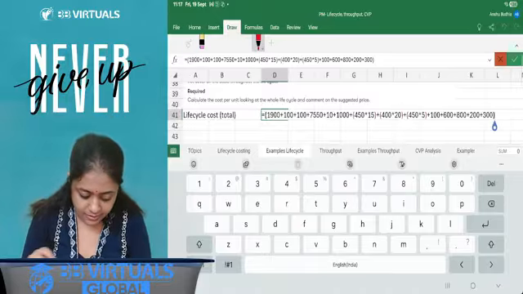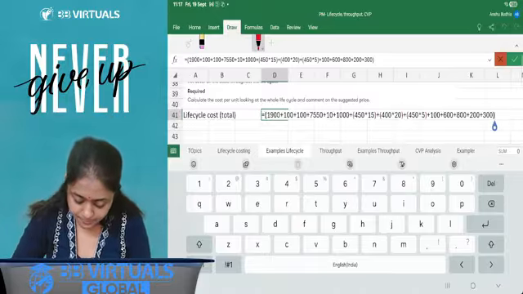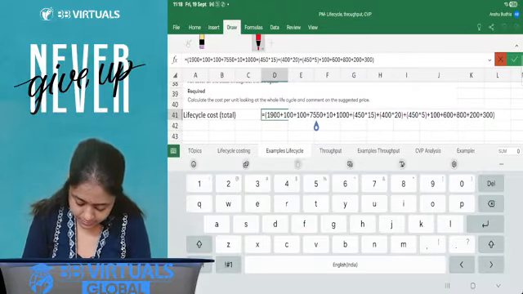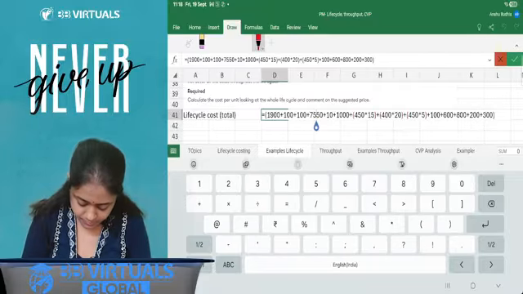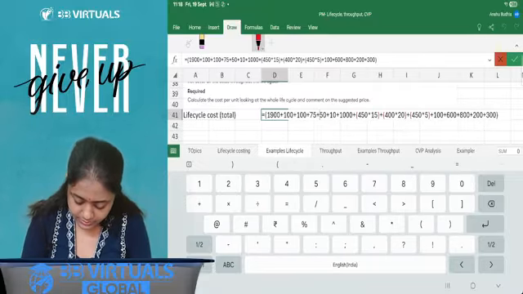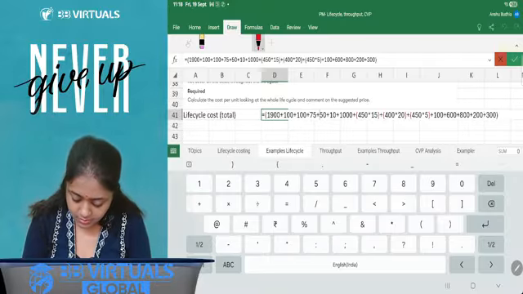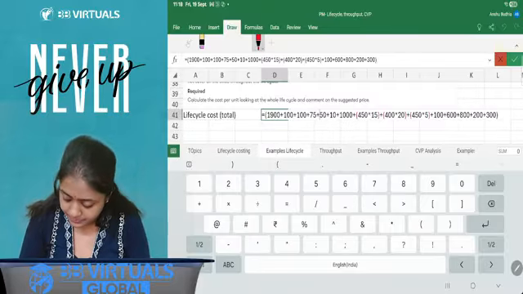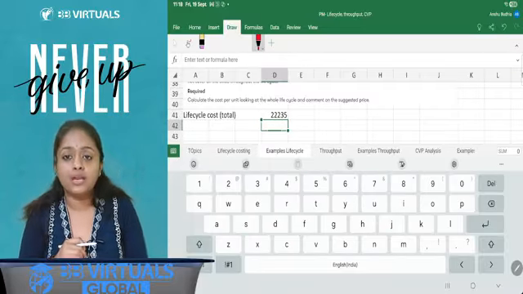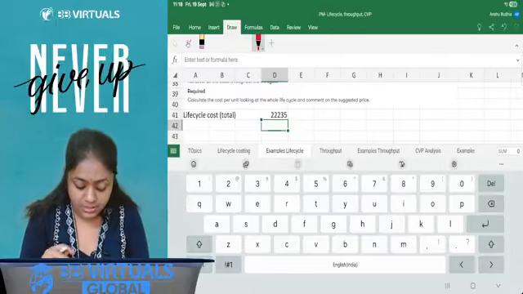Let's check whether we have missed out on anything or not. Oh, wait, simple error. I've taken 175, 50, 10, 1000, this, done. Okay, so now my total life cycle cost is 22235.